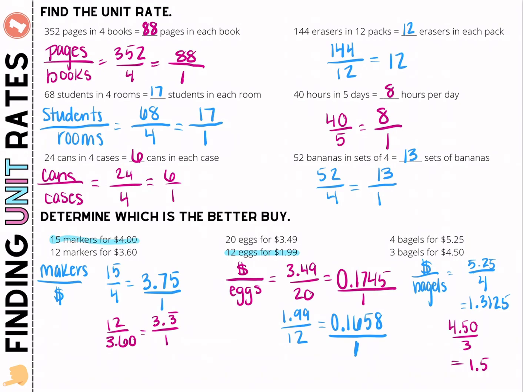So per bagel, the cost is cheaper on the first one. So your better deal is the first one, because for one bagel, you're getting a cheaper price. You're getting $1.30 instead of $1.50.